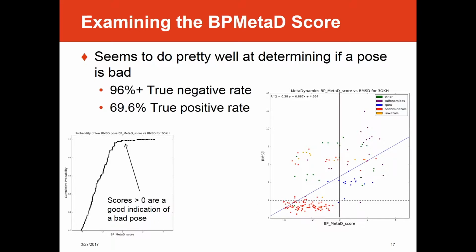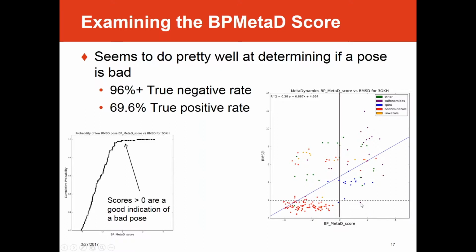One other thing I looked at was the binding pose metadynamics score. Each pose you give it gives you a score, and I wanted to see how meaningful that score is as far as identifying high or low RMSD poses. One thing that's really interesting here is this graph of the score of a pose and the RMSD of that pose, colored by the scaffold. What I noticed is basically if the score is above 0, that's a pretty good indication that it's not a good pose.